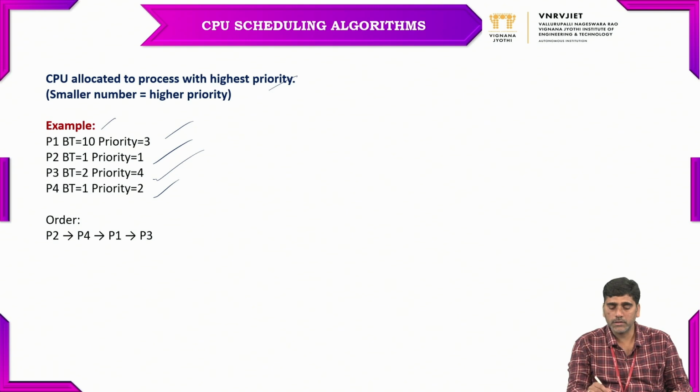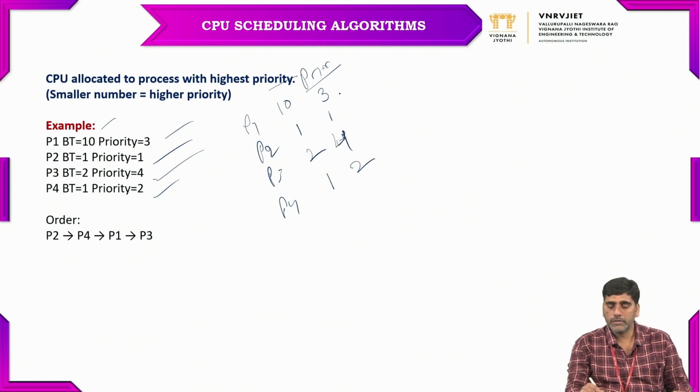Let us consider the table: process 1, process 2, process 3, process 4. The burst time of process 1 is 10, process 2 is 1, process 3 is 2 and process 4 is 1. And the main thing we have to consider is priority. The priority for process 1 is 3, for process 2 the priority is 1, for process 3 the priority is 4, and for process 4 the priority is 2.